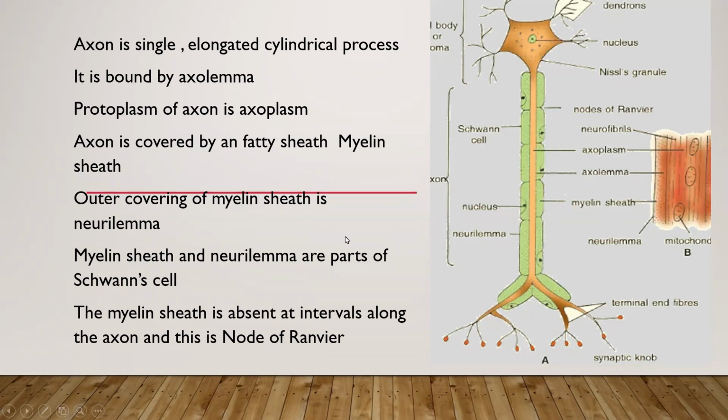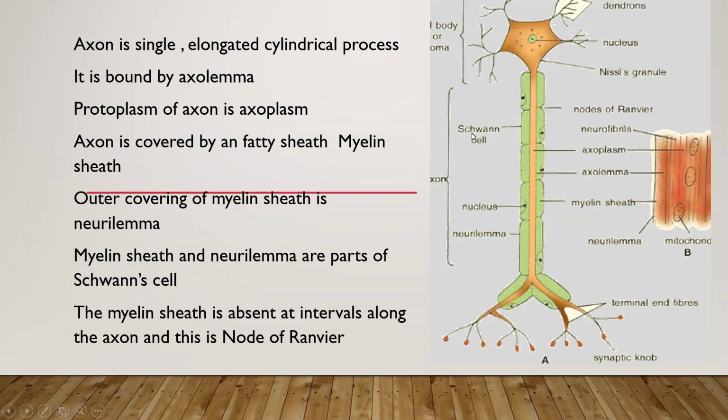Now this myelin sheath and neurolemma are parts of Schwann cells. The outer covering of myelin sheath is called neurolemma. This is neurolemma. So this is the myelin sheath, and outside the myelin sheath there is one more protective covering which is called neurolemma. This neurolemma and myelin sheath are part of special cells. You can see this is one cell, this is another cell, this is a third cell.